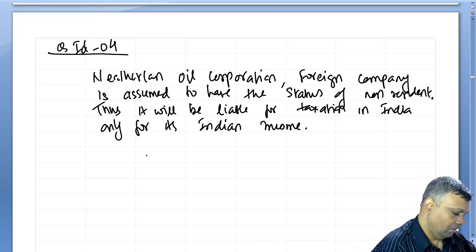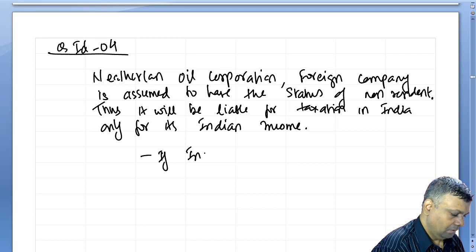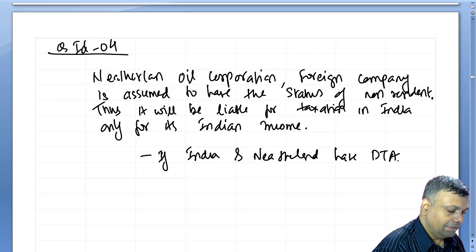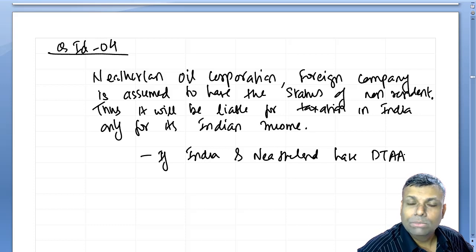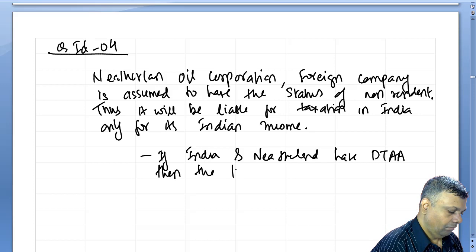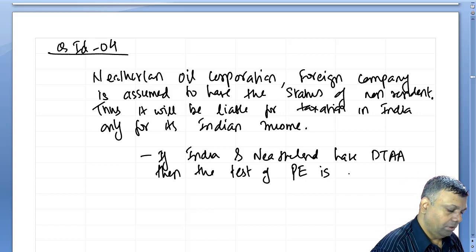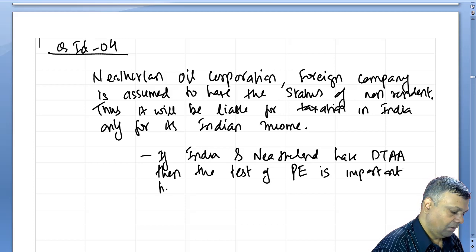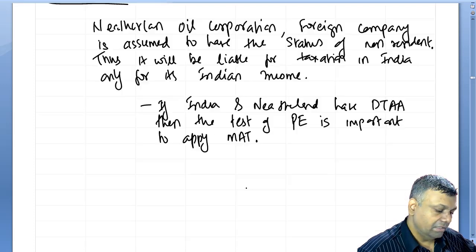Okay. If India and Netherlands have a double taxation avoidance agreement treaty, then the test of permanent establishment is important to apply the MAT. That means if this company has a permanent establishment in India, then the MAT will apply, if there is a treaty.